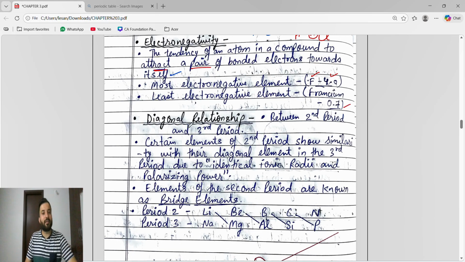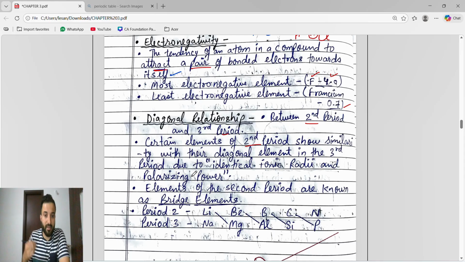Okay. Now we'll see the diagonal relationship. Diagonal relationship is very important, guys. It is between the second period and third period. Certain elements of the second period show similar physical and chemical properties with their diagonal elements in the third period. Why? The reason.